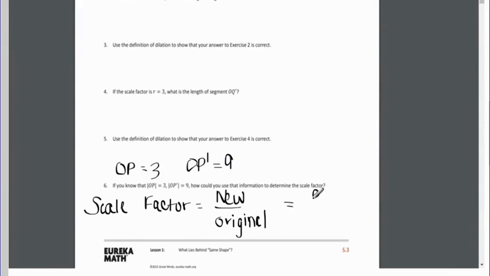So to find the scale factor, I would take 9 and divide it by 3. What is 9 divided by 3? So my scale factor is 3. So the new is the one with the prime. The original is the one that doesn't have a prime. And a prime is just that little apostrophe looking thing by one of your letters.